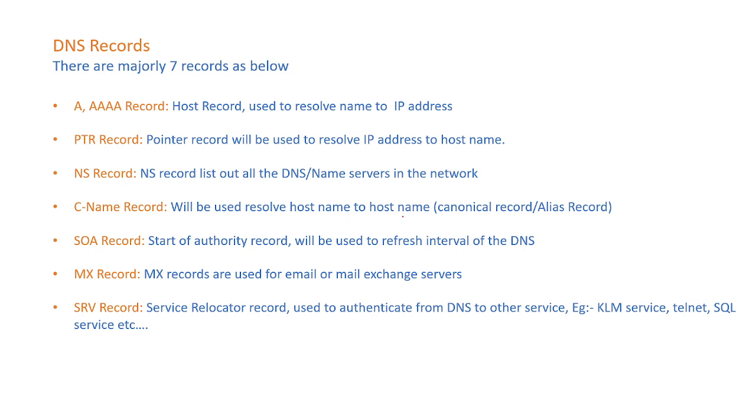So basically, to locate a service within the office network, these SRV records are created. That is called a service locator record. That's all. Any questions with these records?